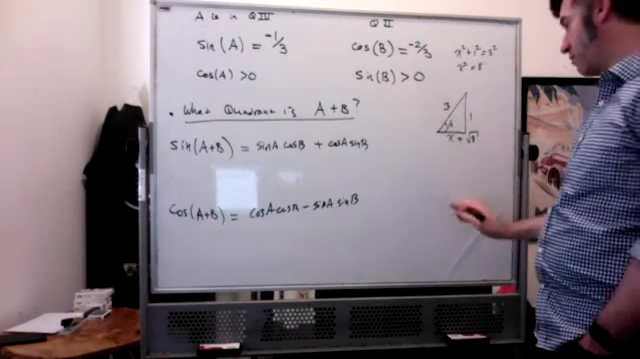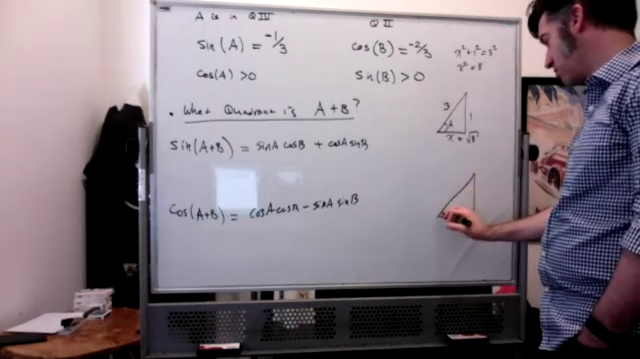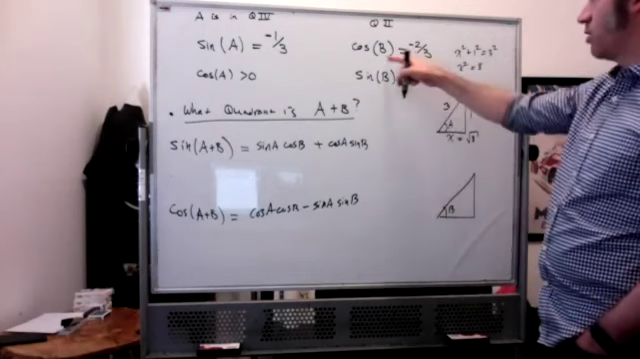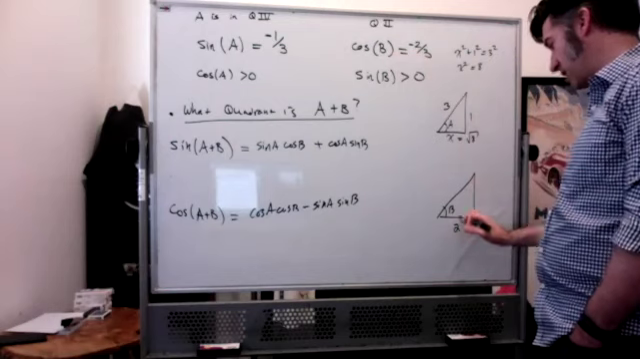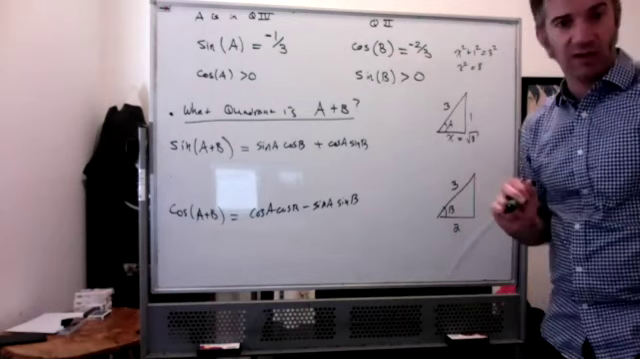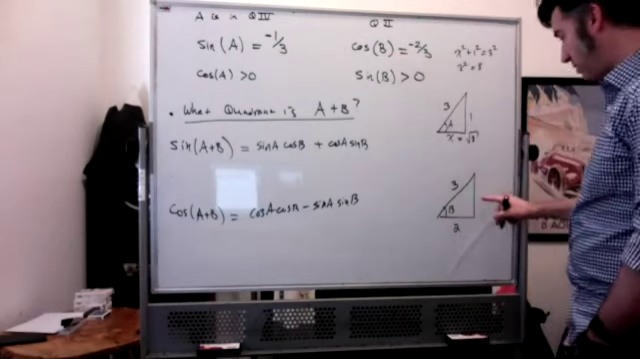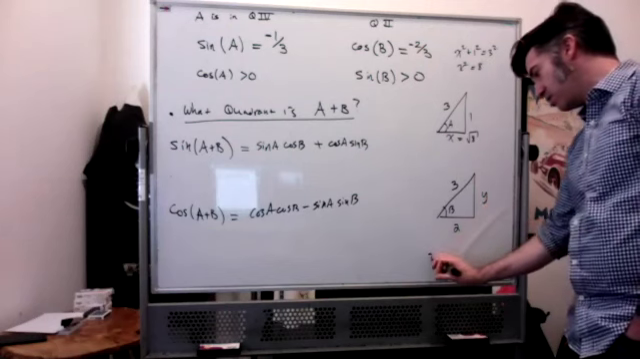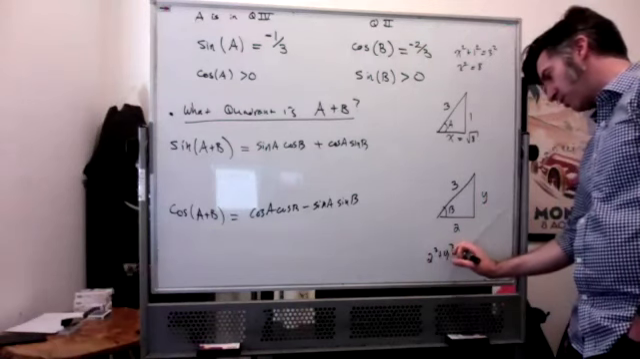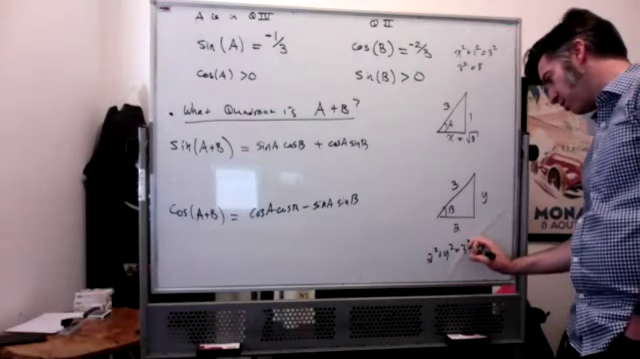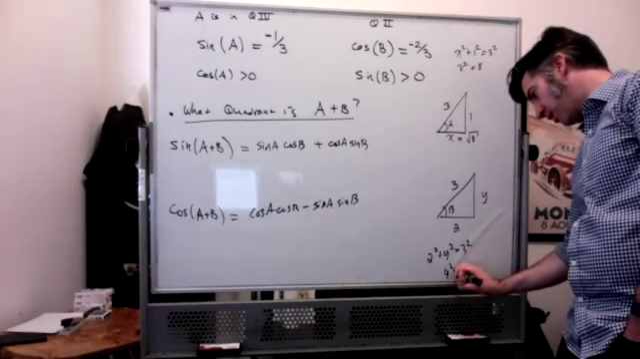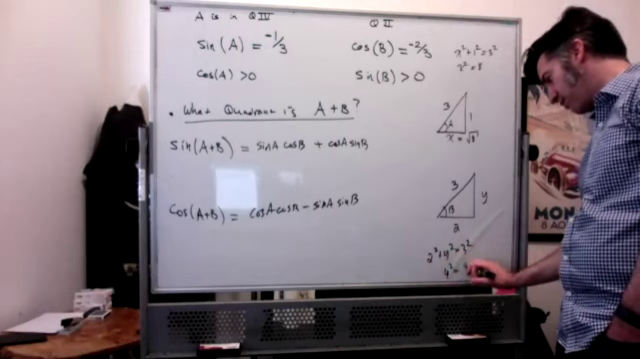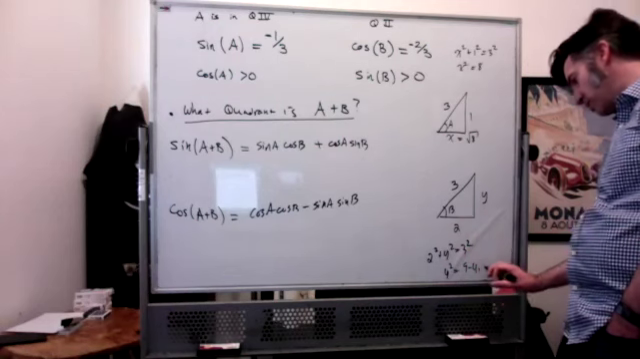And then for angle B, cosine of B is negative 2/3. Again, I don't care about the negative sign. I just care that the cosine is 2/3. To find this other side, let's call it y. 2 squared plus y squared equals 3 squared. So y squared equals 9 minus 4. So y equals the square root of 5.